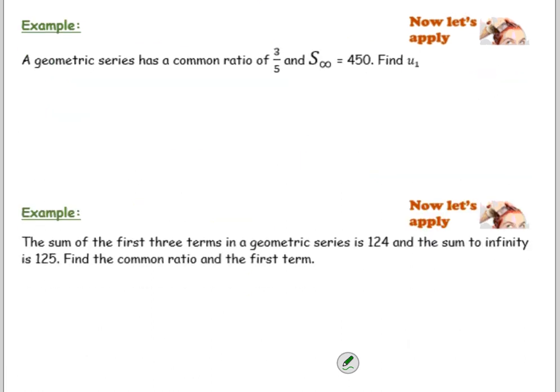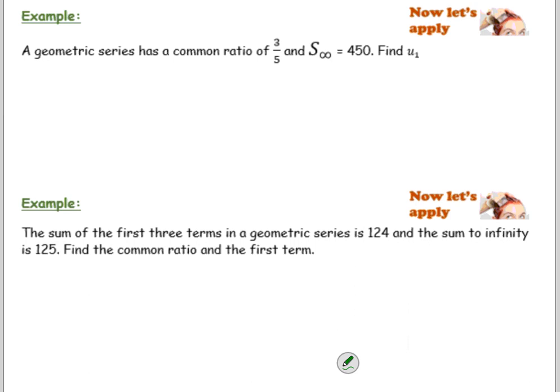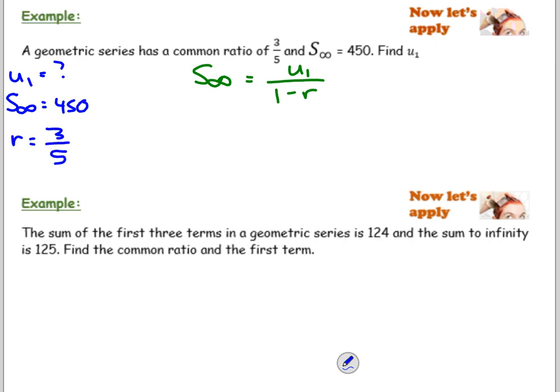Don't be scared of solving within the sum to infinity. Remember, sum to infinity is u of 1 over 1 minus r. They want us to find u of 1. We know our sum to infinity equals 450. And we know the common ratio is 3/5, or you can write 0.6 if you prefer, no problem with that at all. So let's plug it all in. Sum to infinity is 450. U of 1 we don't know. 1 minus r is 1 minus 3/5.